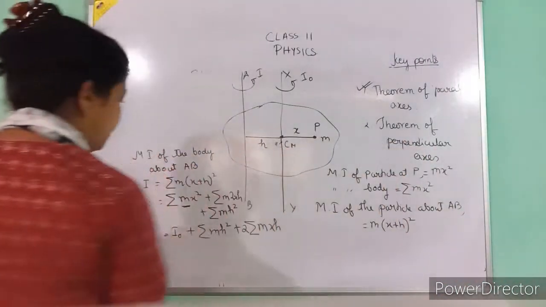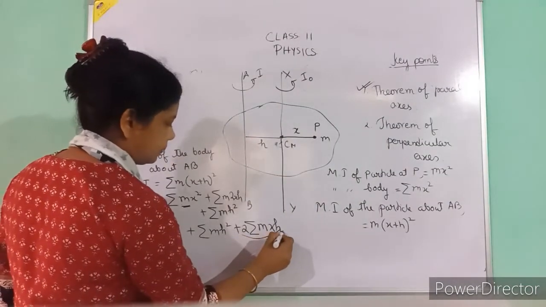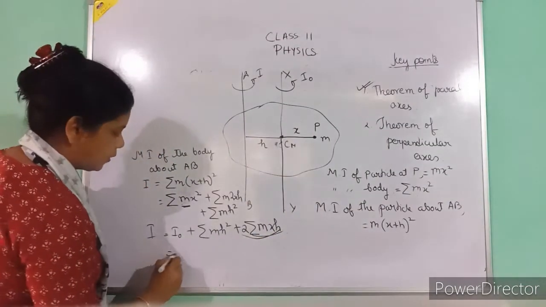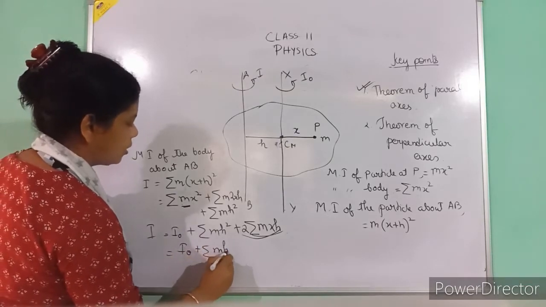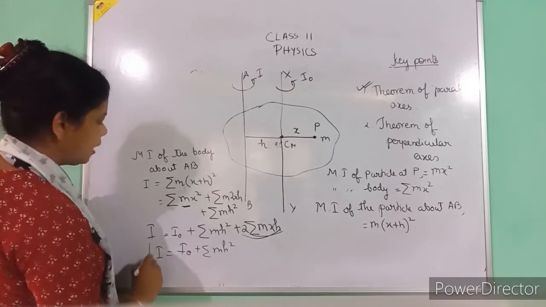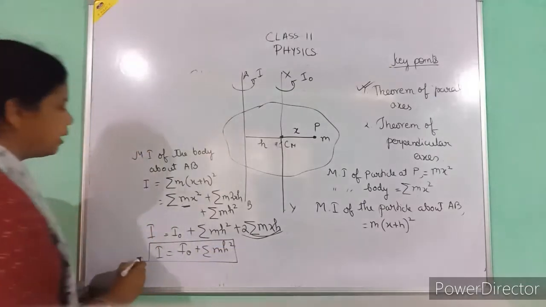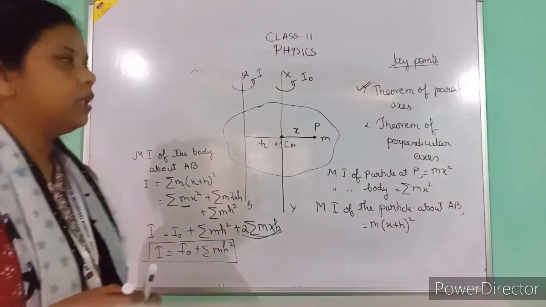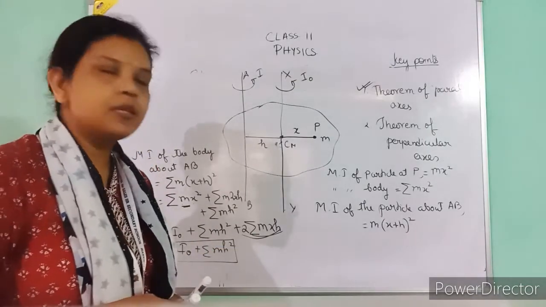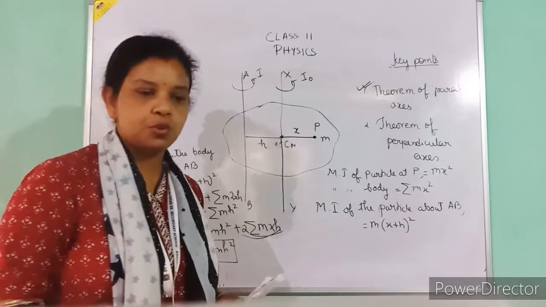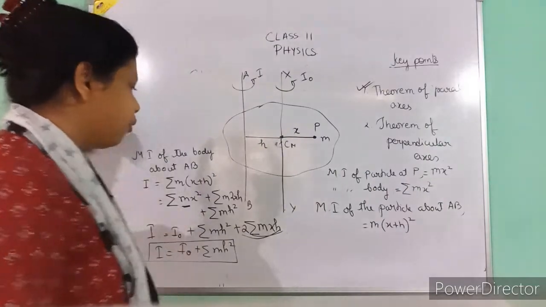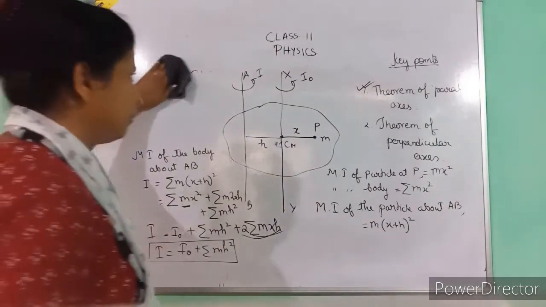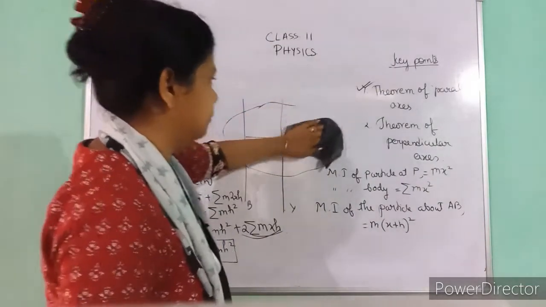Now, if I talk about this part, it is 0. So I will get the relation I naught equals sum over m h square. So that is my first topic, that is, I have proved the parallel axis theorem. Hope you have understood the proof of the parallel axis theorem. Now I will move to the perpendicular axis theorem.